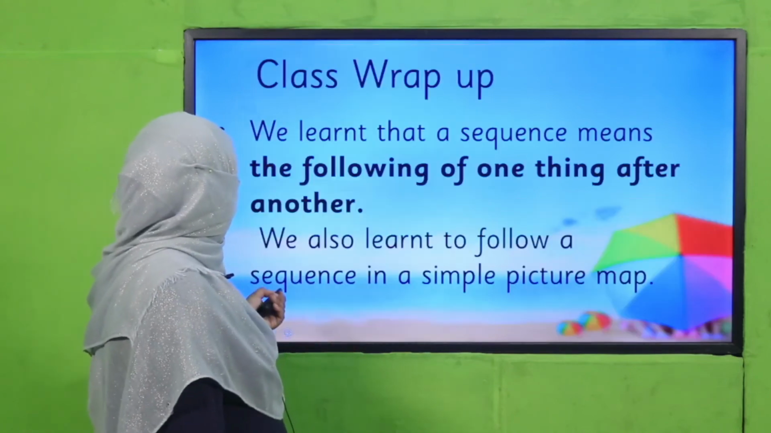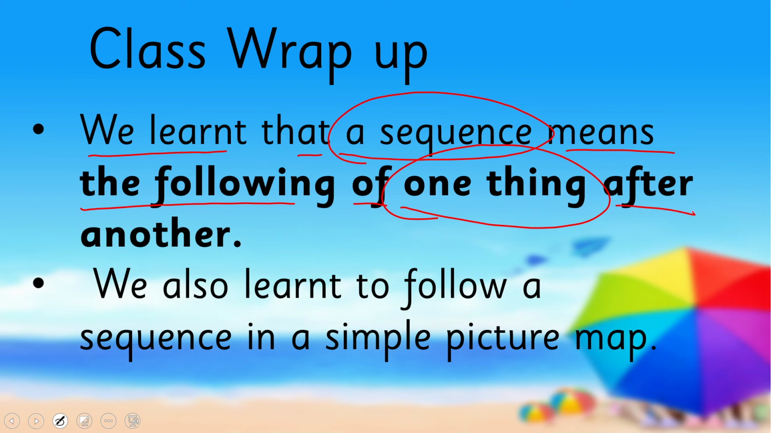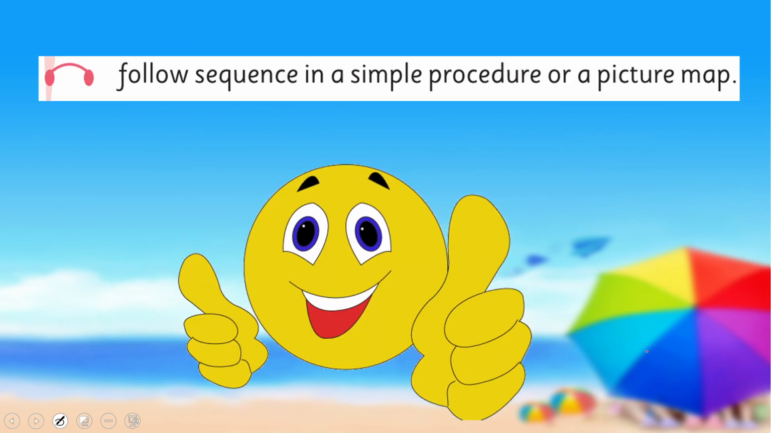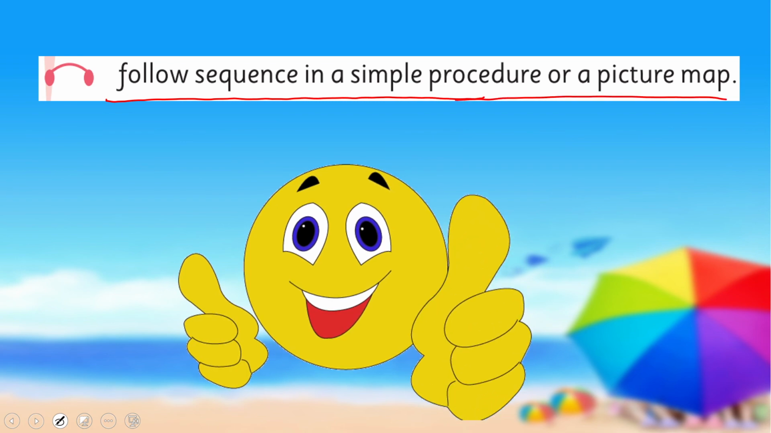So what we have learned today, we learned that a sequence means the following of one thing after another. We also learned to follow a sequence in a simple picture map. In this way, we achieved our SLO to follow a sequence in a simple procedure or a picture map.